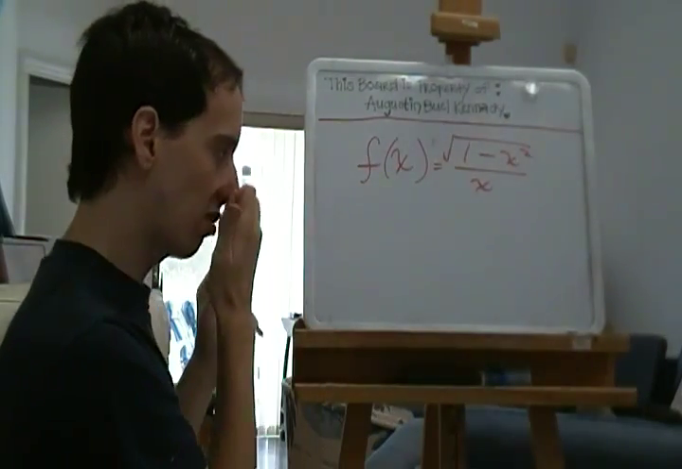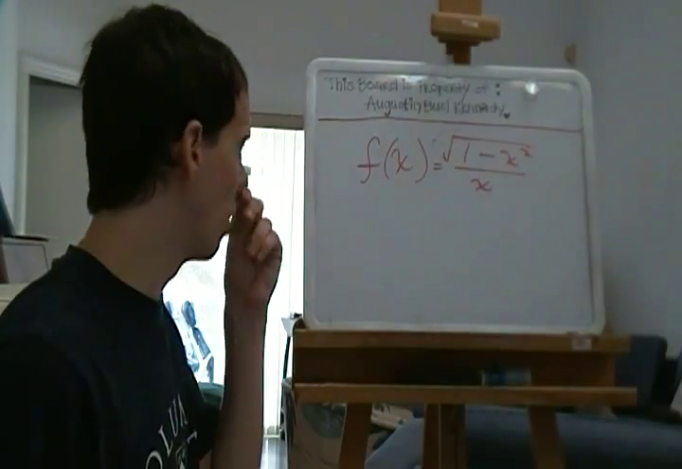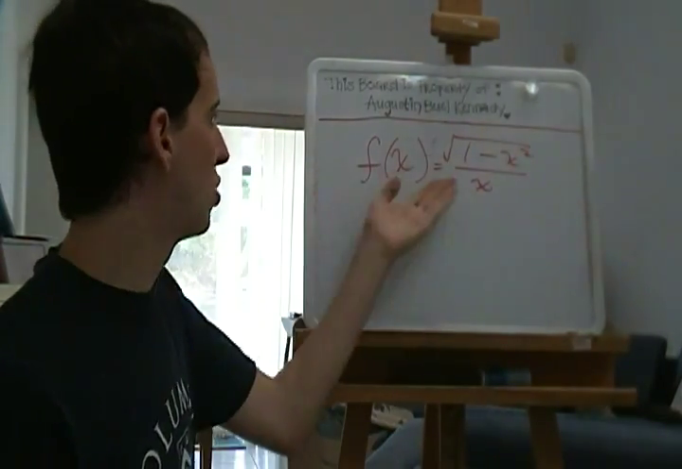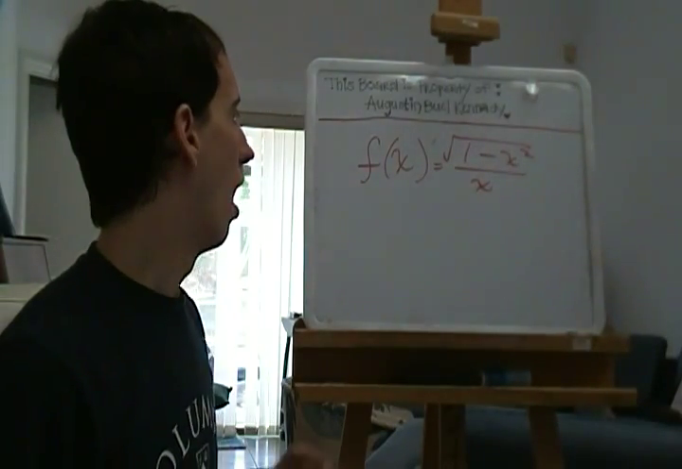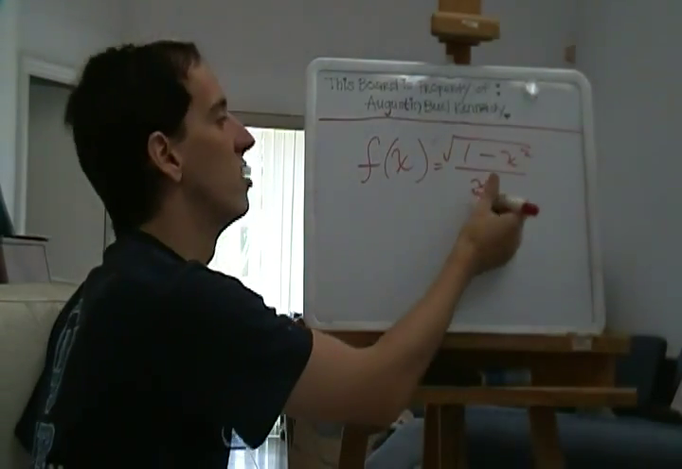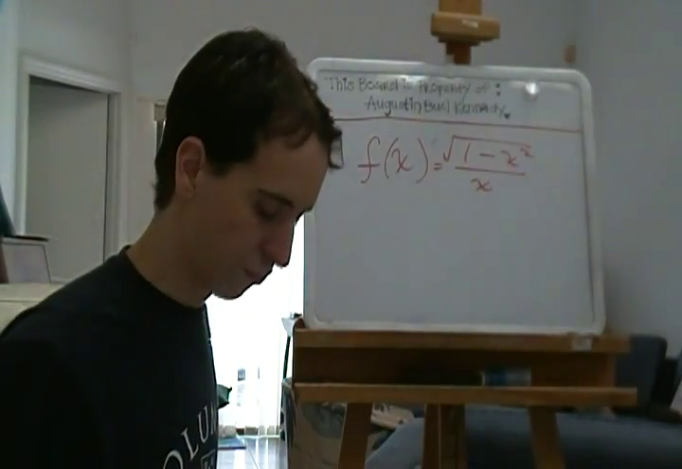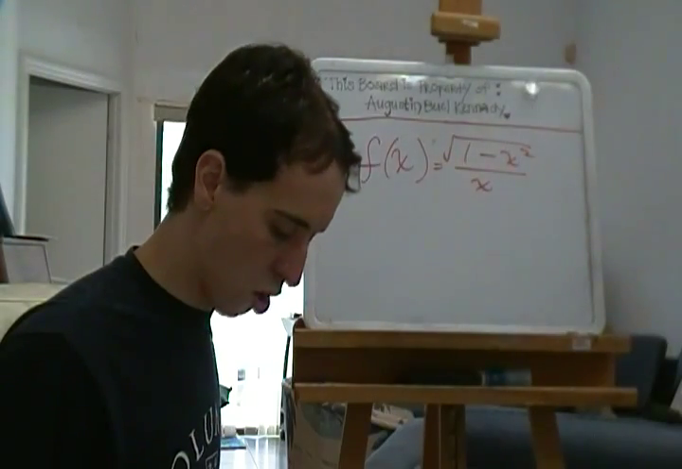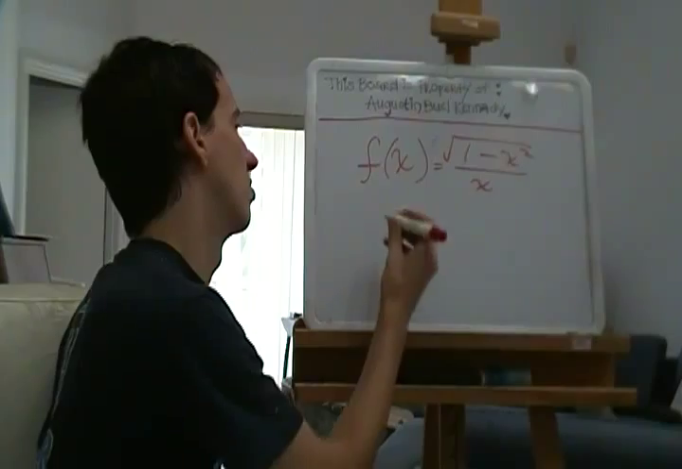Now, what else do we know? We can check for vertical asymptotes and horizontal asymptotes. If you check the limit, you'll find that the limit is undefined as x approaches infinity, and we'll find that there is in fact a vertical asymptote at x equals 0. So we have no horizontal asymptotes and we have a vertical asymptote.